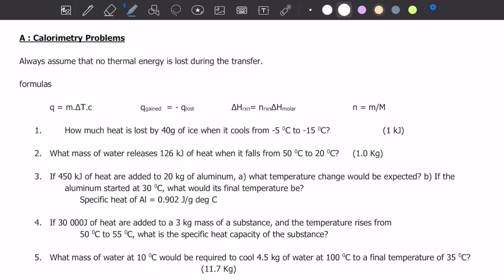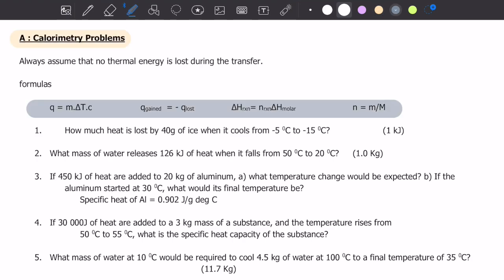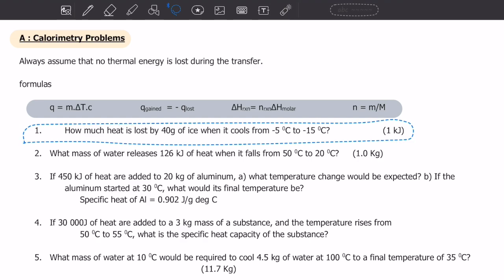Let's try some specific heat problems from the class calorimetry problems handout. So here are the equations given to you. You will need only these 4 equations to solve all the questions on this handout. So let's try a few together. The solutions to these are posted on the class Brightspace website, so you can look there as well.